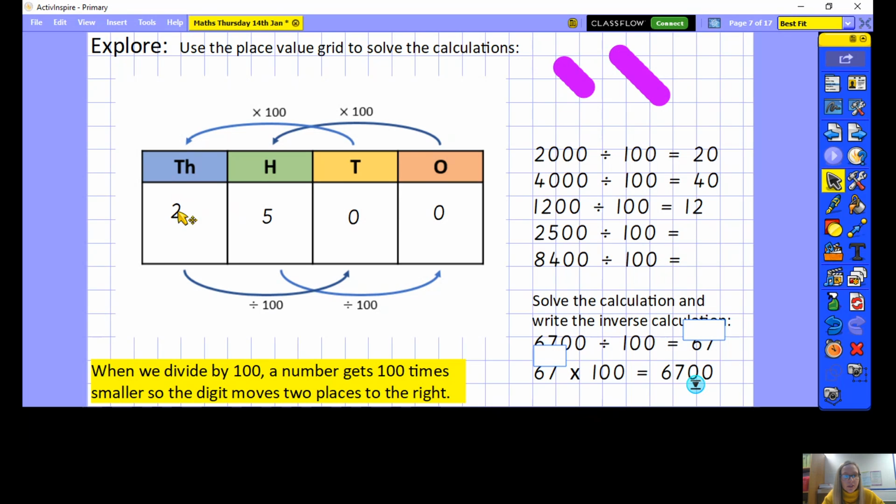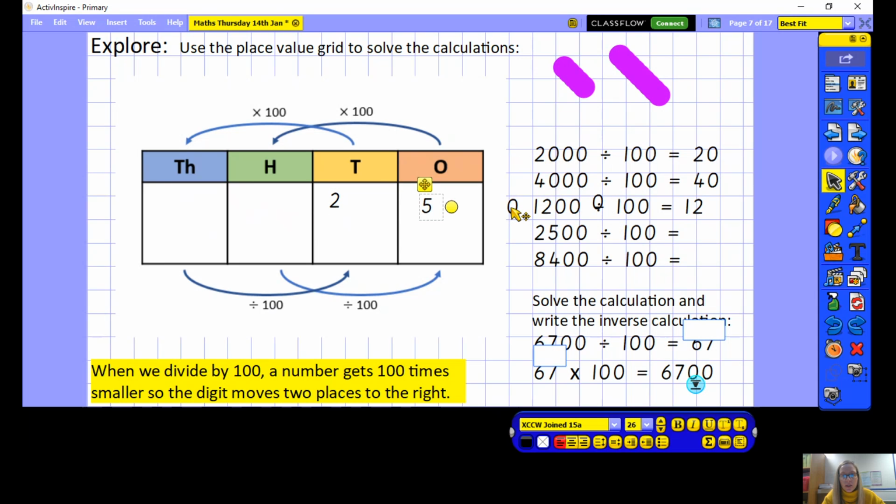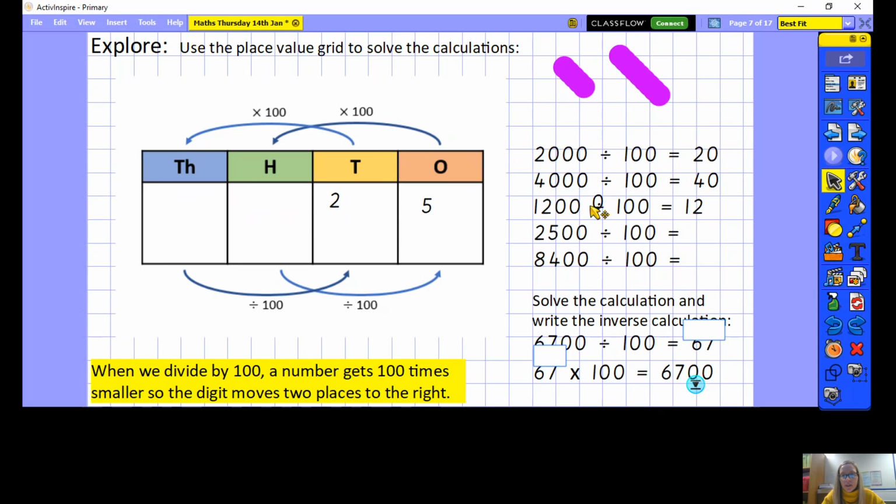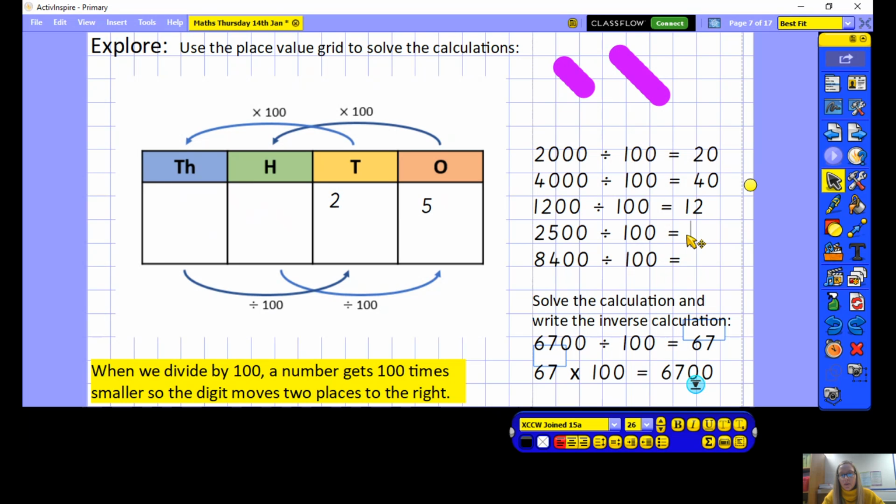Okay, so let's look at what happens. So 2500, our number moves two spaces across. So 1, 2. So we just lose the zeros there. We lose those zeros because they're after the ones. So we've got 2,500 divided by 100 equals 25.